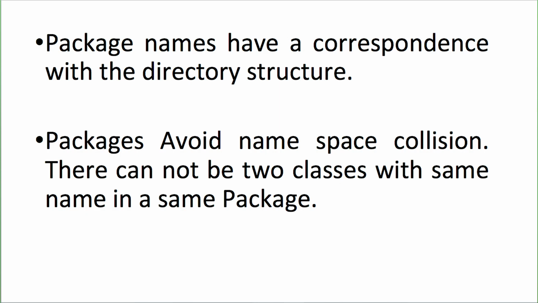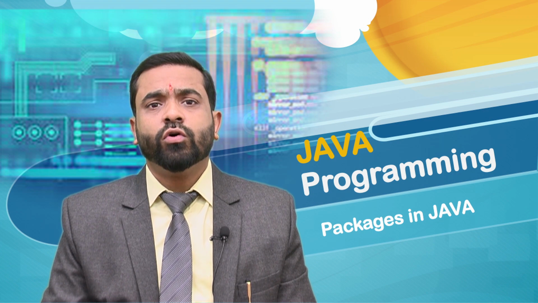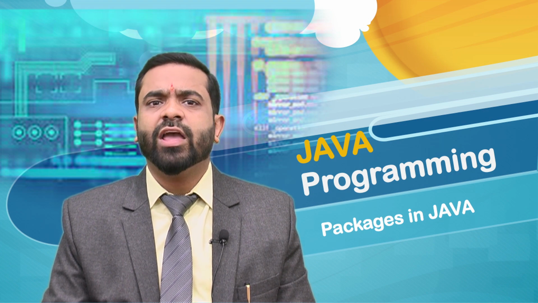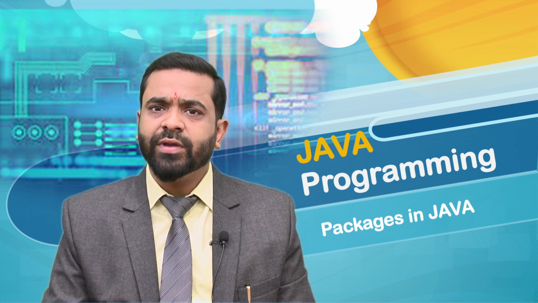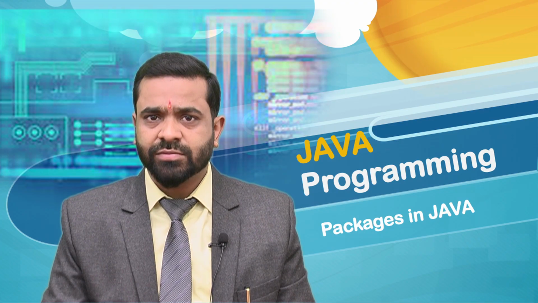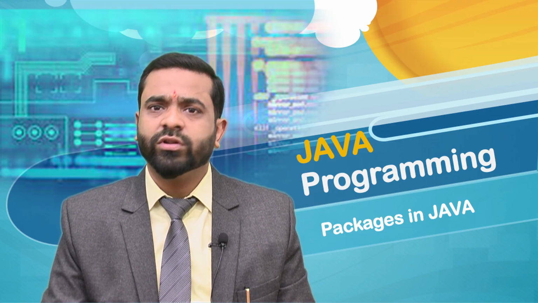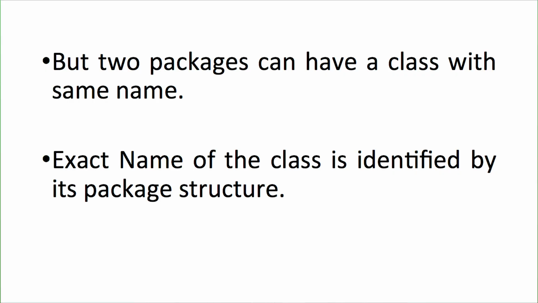Packages avoid name space collision. There cannot be two classes with the same name in the same package, so there can be a collision. For example, if we have a package A and we are having a class B, a class B can be in some another package, but in the same package it cannot be more than one with the same name. But two packages can have a class with the same name, like I have discussed previously also. Exact name of the class is identified by its package structure.